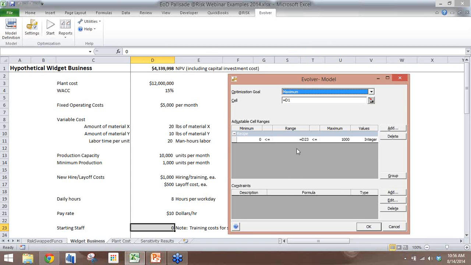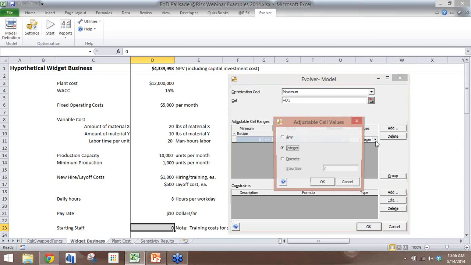The variable I'm going to look at independently is my starting staff for the manufacturing plant, which is in cell D23. And I'm going to specify that within the range. So you have D23 right here. I'm going to specify a minimum allowed value of 0, a maximum allowed value of 1,000. I'm going to say here that the only possible values that I can utilize are integer values.